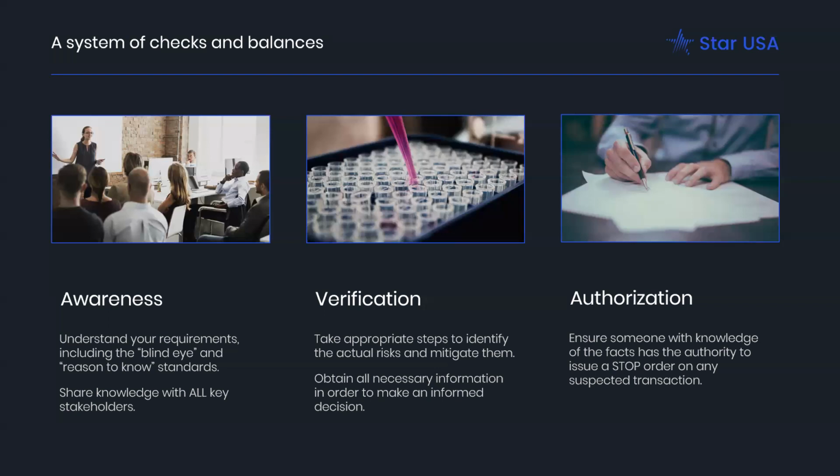And lastly, ensure that there's an authorization in place: someone with knowledge of the facts that has the authority to issue a stop order on any suspected transaction. In the parlance of the ITAR, this is going to be your empowered official. This person has the authority, responsibility, and the knowledge to prevent violations from occurring. When I say authority, I mean that they can actually prevent the transaction from going forward, regardless of what the CEO says. And this person has to have the ability to do that.